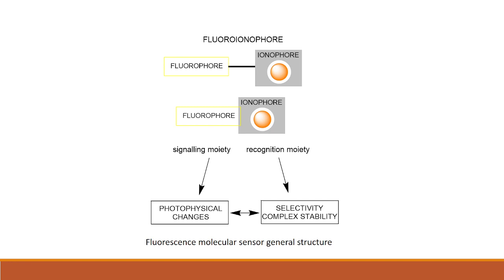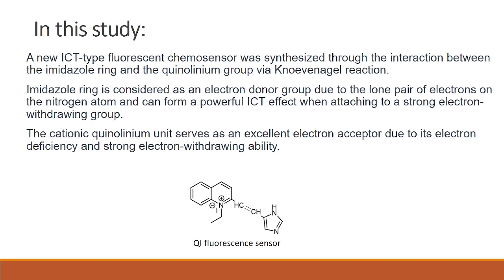We should also emphasize that the interaction between the ionophore and the fluorophore can be explained by various mechanisms, such as PET, ICT, FRET, etc. In this study, we synthesized a new ICT-type fluorescence chemosensor through the interaction between the imidazole ring and the quinaldinium group via Knoevenagel reaction. ICT-type sensors, including both electron acceptor and donor groups, form a donor-acceptor structure. These push-pull sensors exhibit large dipole moments and strong ICT effects, which could be stabilized by protic or highly polar solvents. The imidazole ring is considered an electron donor group due to the lone pair of electrons on the nitrogen atom and can form a powerful ICT effect when attached to a strong electron-withdrawing group.